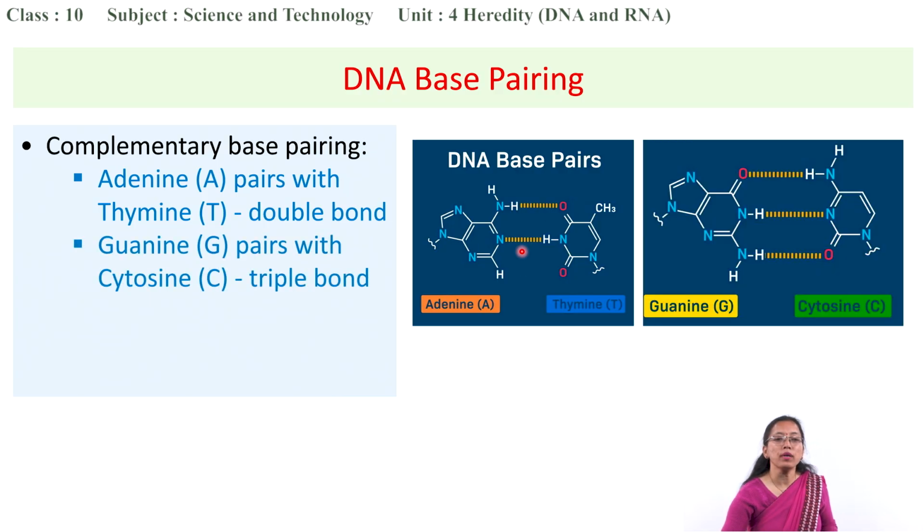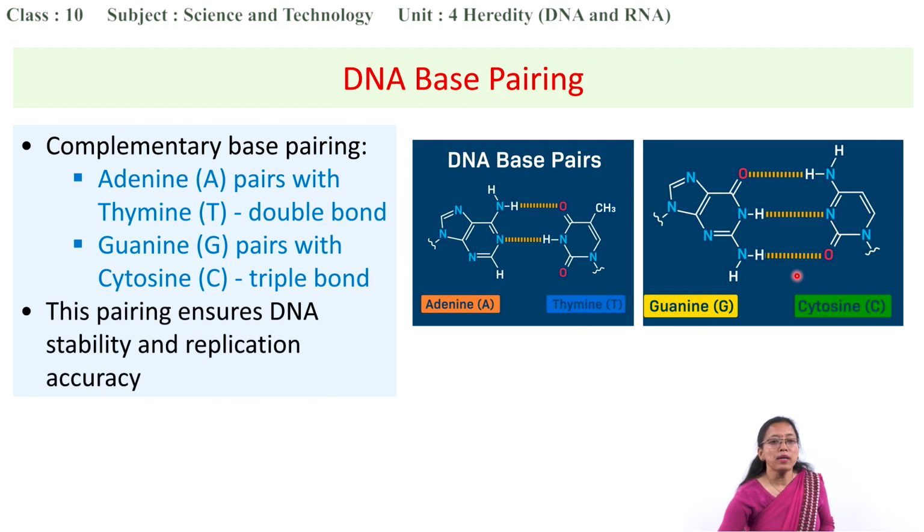The next pair is guanine and cytosine. Guanine pairs with cytosine with a triple bond. See, this is guanine and this is cytosine. They are bonding with each other with the help of three hydrogen bonds. In this way, they are paired inside the DNA. This pairing ensures DNA stability and replication accuracy.